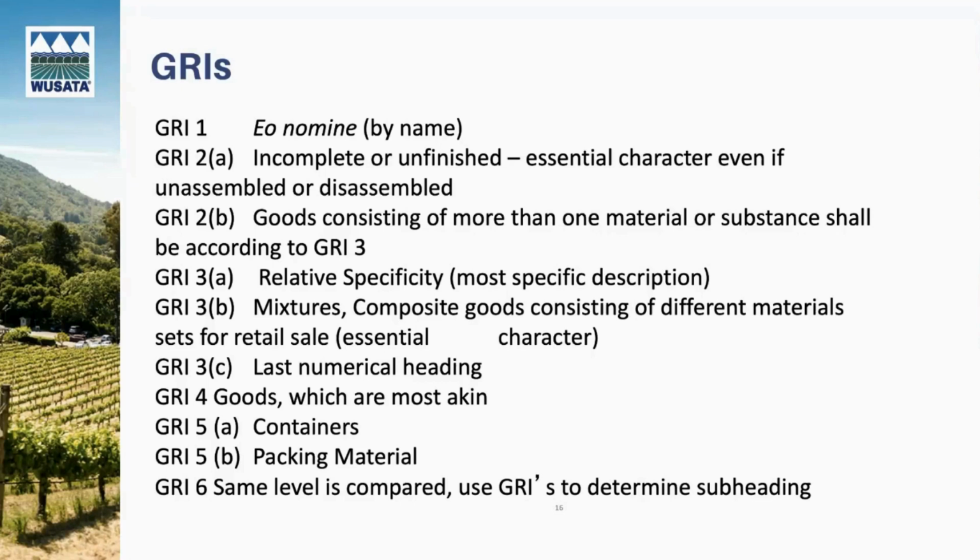I've used GRI 3C a couple of times. What this says is, if there are several headings which could equally apply to your product, choose the one that is last in numerical order. So I've used that a couple of times. And there's a couple of other headings, containers, packing material. These are different GRIs. These are the rules of interpretation.